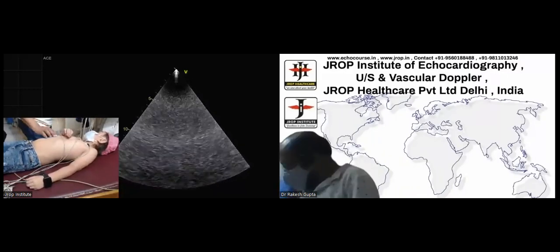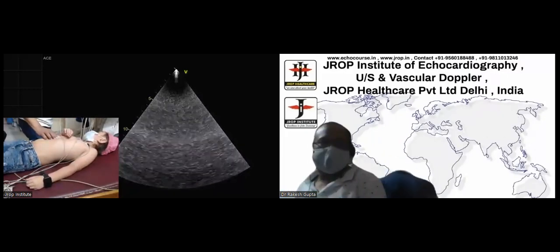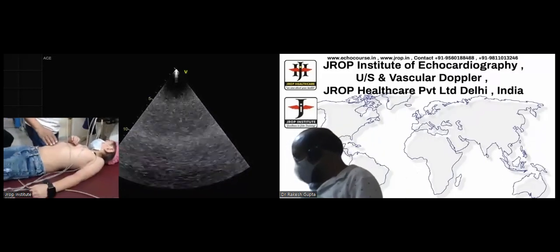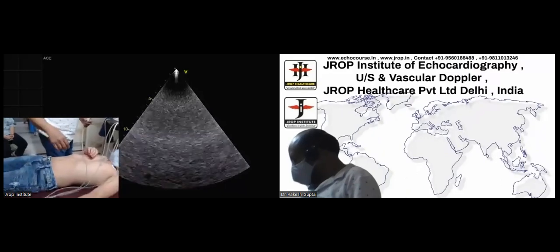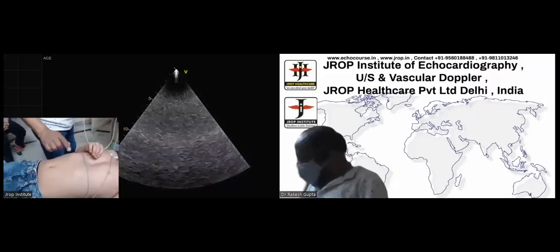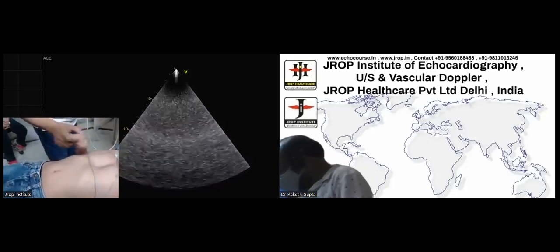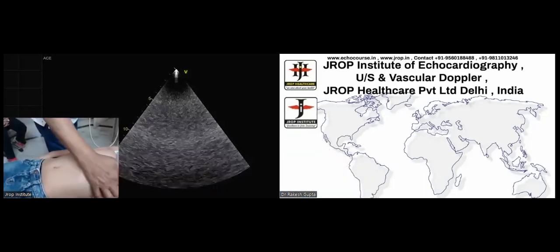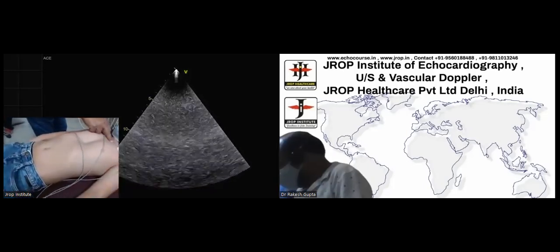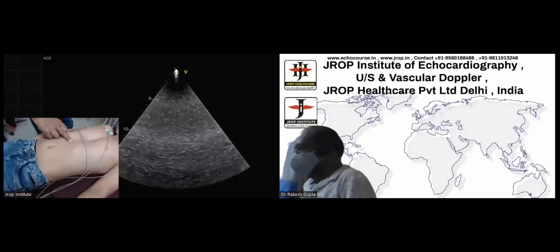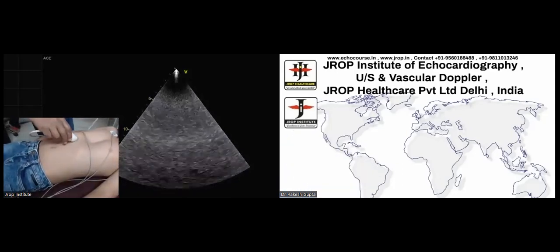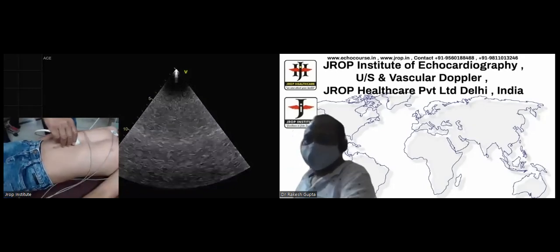Here is a subject who has been laid flat on his back. You can see this. Bring the camera a little closer. This is a subcostal window. This is his left side, this is his right side. This is the suprasternal window, and this is the subcostal window. Now I'm going to keep my probe right into the subcostal window. I hope you can see it.